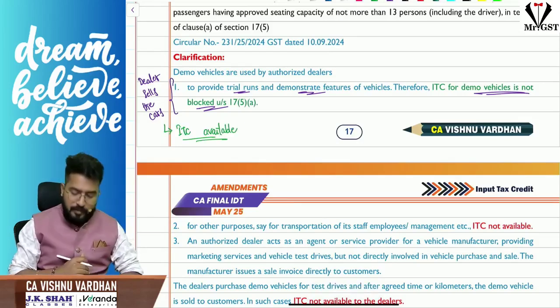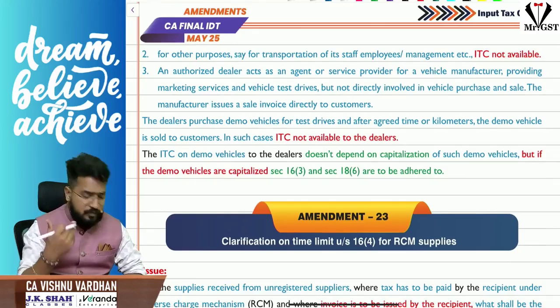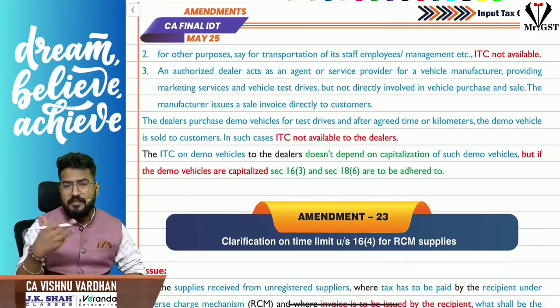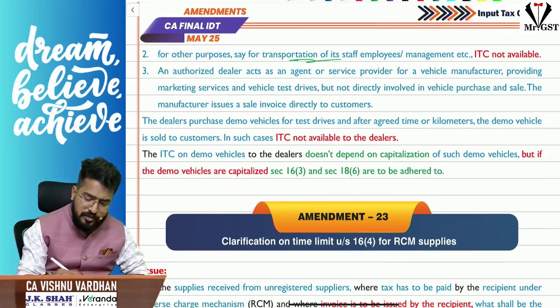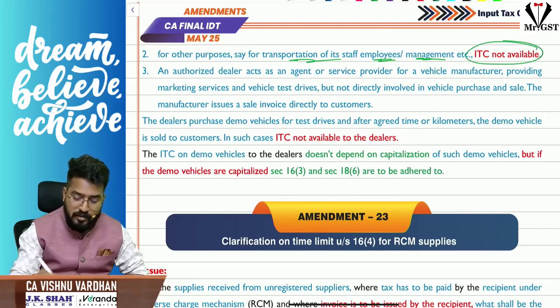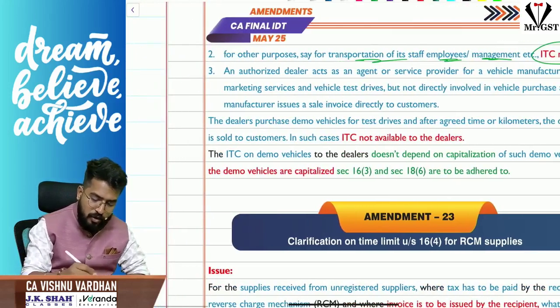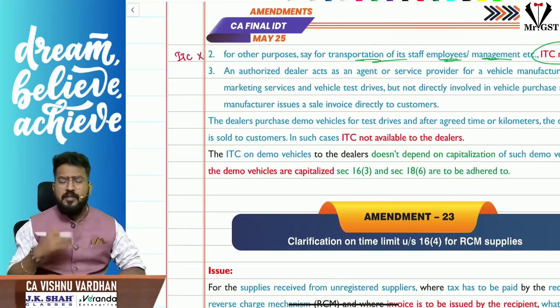Now, suppose I am not using the cars I have purchased for giving demos or trials to the customers, but I am using them for transportation of my staff, employees, management, etc. Then ITC is not available, so ITC is blocked. Okay, this is the second situation.